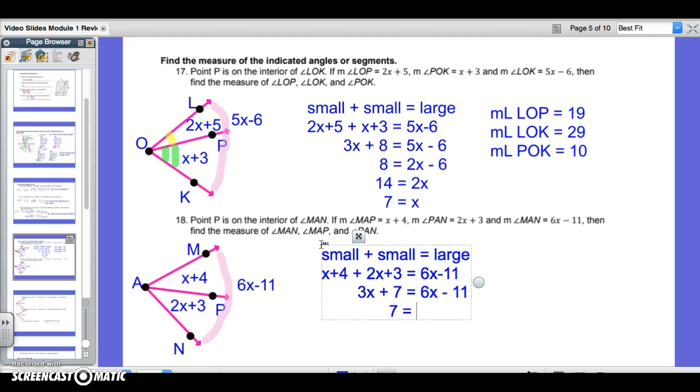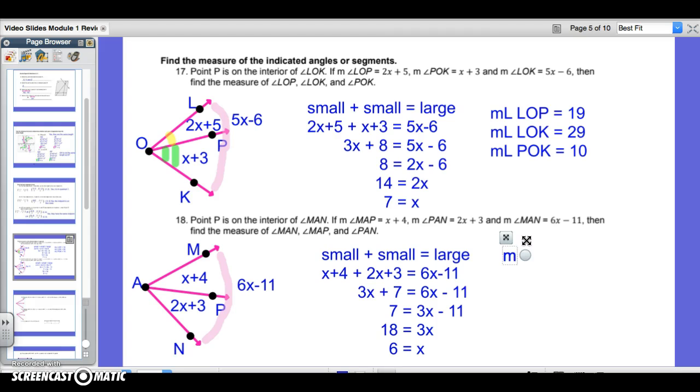You're going to get 7 is equal to 3x minus 11. Then I'm going to add the 11 over, and I'm going to get 18 equals 3x, and then I'm going to divide by 3, and I'm going to get 6 is equal to x. Okay, so x is 6, but that's not my final answer. I have to actually list the measurement of all of these angles.